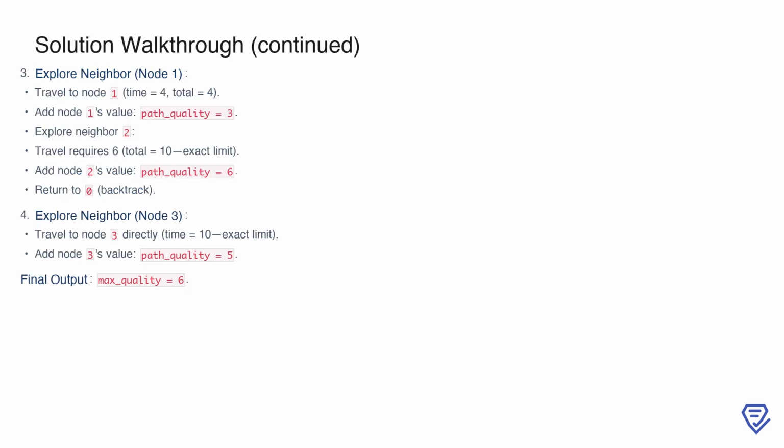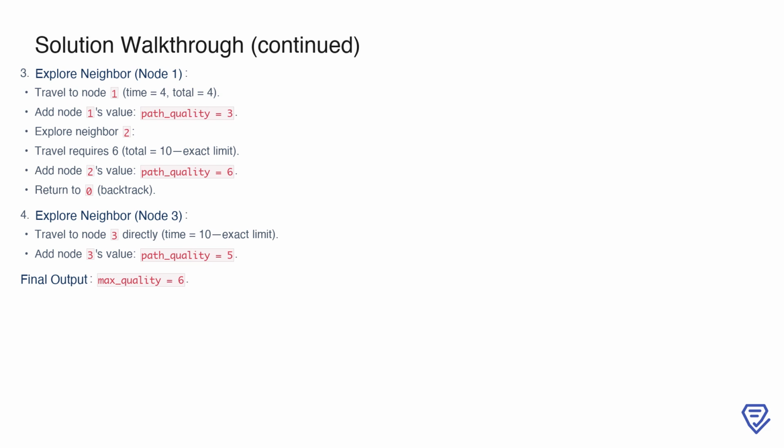From node 0, we first explore its neighbor, node 1. Traveling to node 1 takes 4 units of time, so the total time used is now 4. Adding the value of node 1 increases the path quality to 3. From node 1, we proceed to its neighbor, node 2. This travel takes an additional 6 units of time, reaching the exact time limit of 10. Visiting node 2 adds its value to the path quality, which now becomes 6.